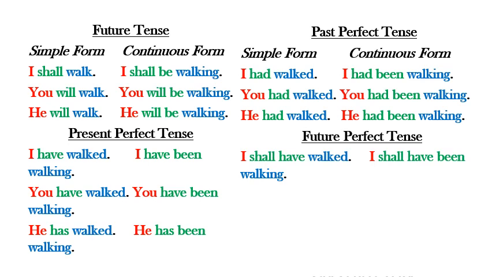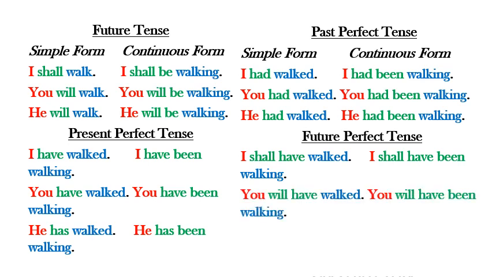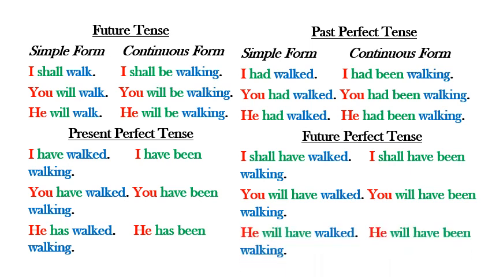And finally, future perfect. I shall have walked, I shall have been walking. Triple, you notice it's now triple auxiliary verbs. You will have walked, you will have been walking. He will have walked, he will have been walking.